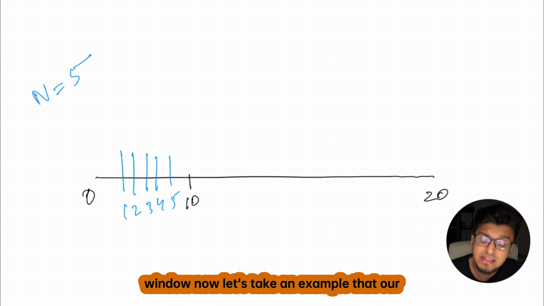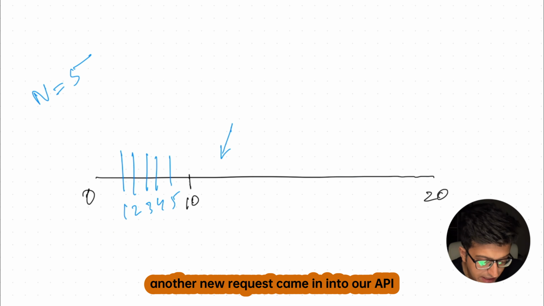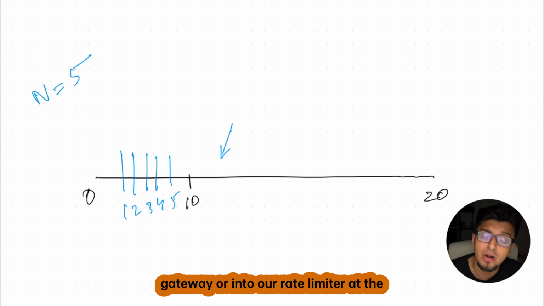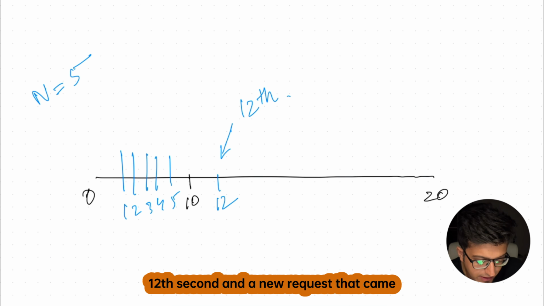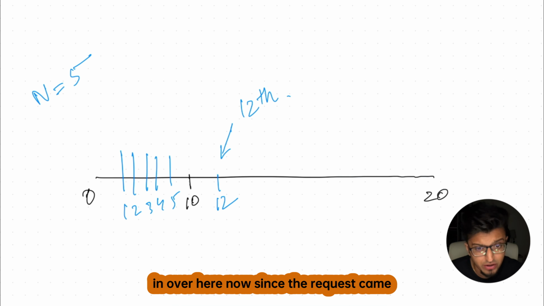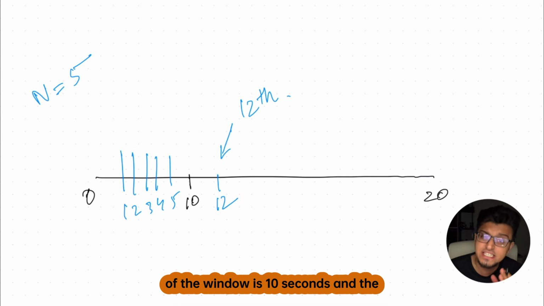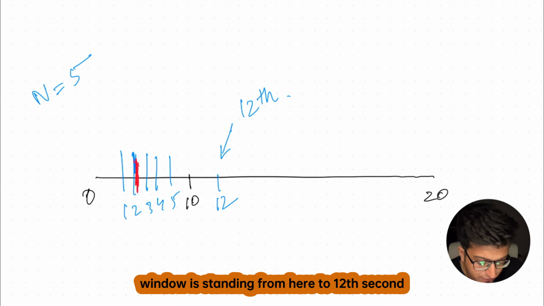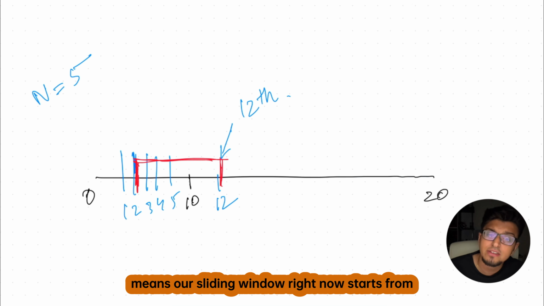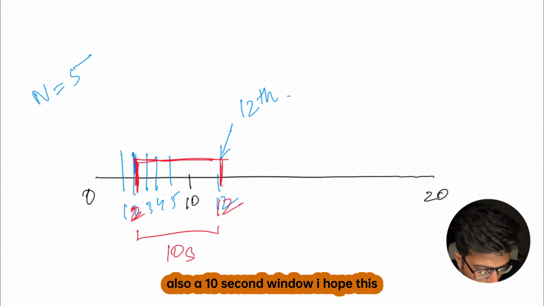Now let's take an example where our sliding window moves a bit. A new request comes into our API gateway or rate limiter at the 12th second. Since the request came at the 12th second and the window size is 10 seconds, and the concept is sliding window, the window right now starts from the 2nd second and goes to the 12th second, which is also a 10 second window. I hope this is clear.